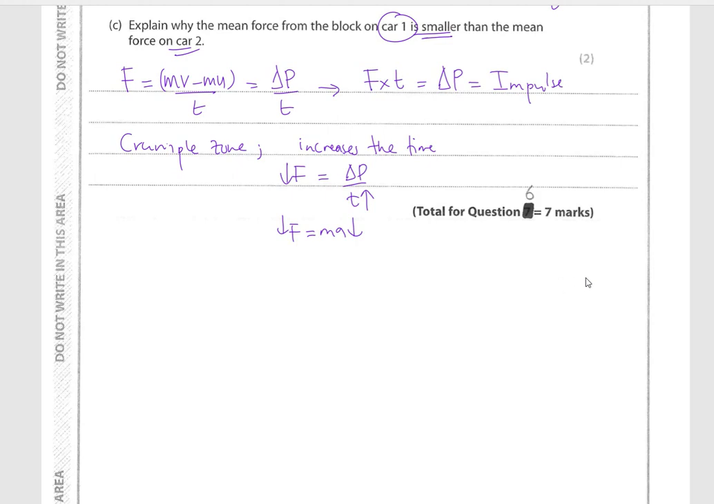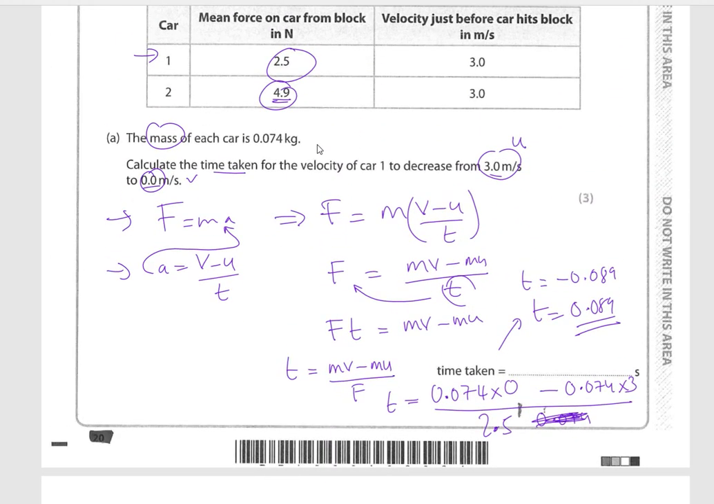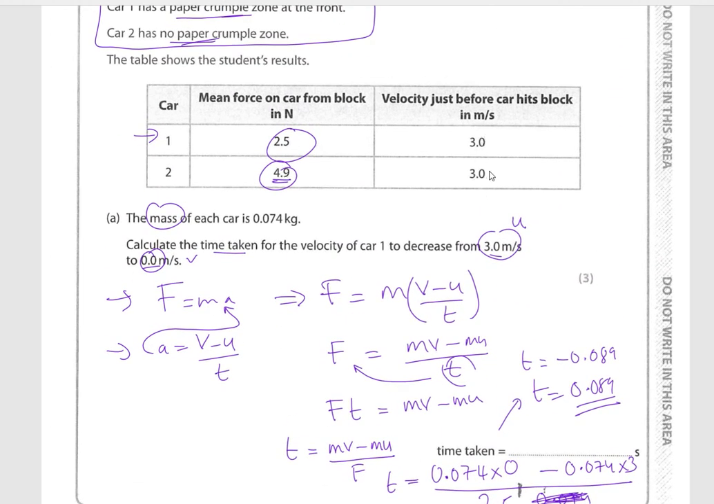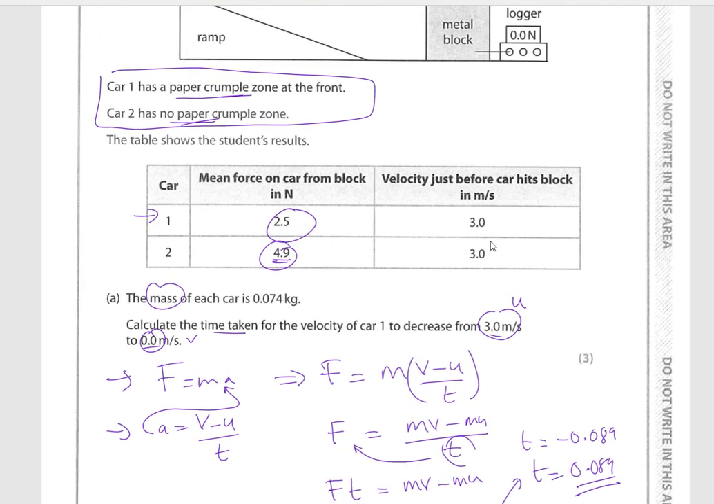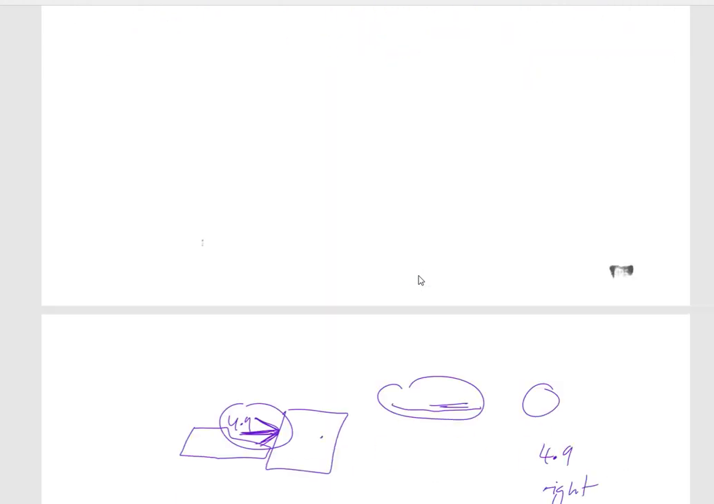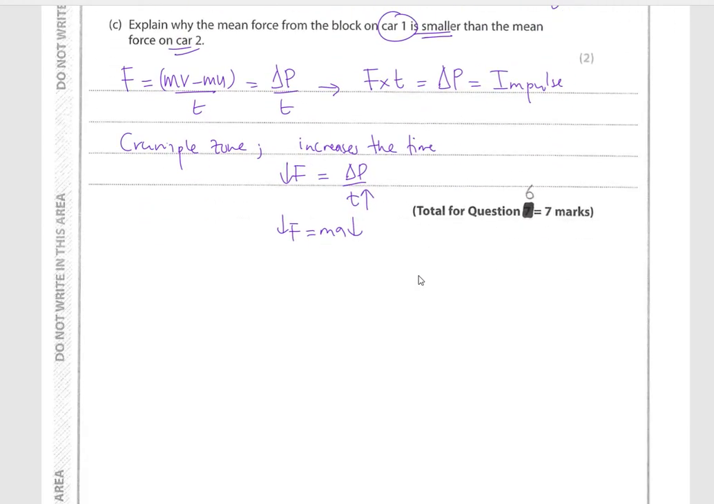Okay. All right. Now the momentum for the cars is the same, because they have the same speed and they have the same mass. But the difference is the force in this case, because the crumple zone increases the time, so therefore it decreases the force of impact. So we're going to say it increases the time.